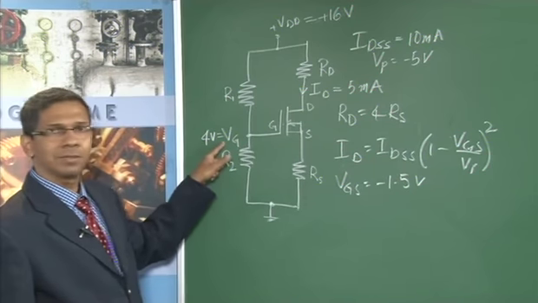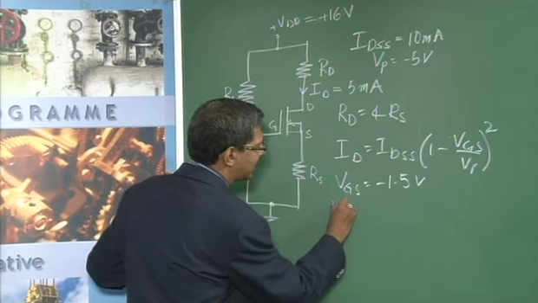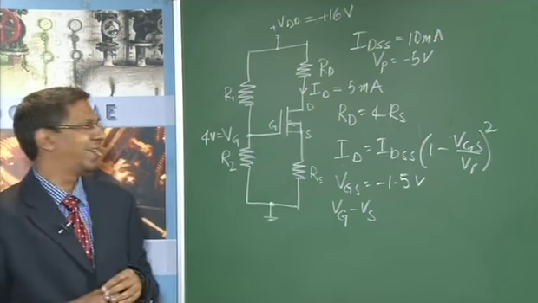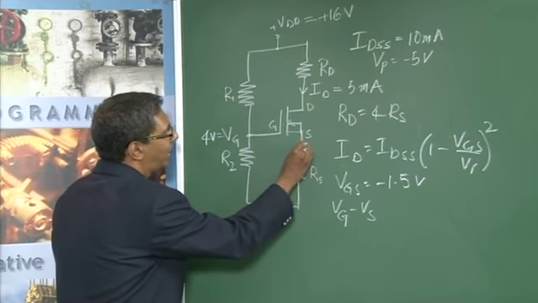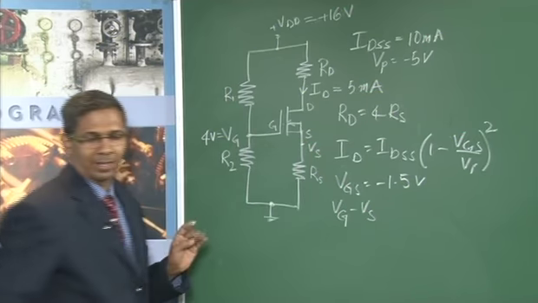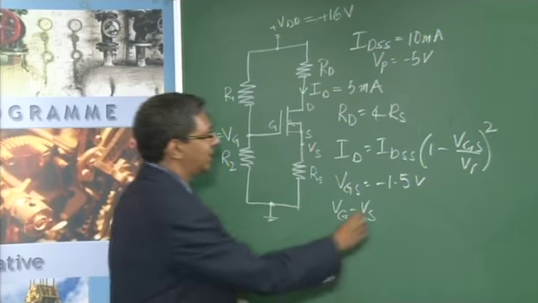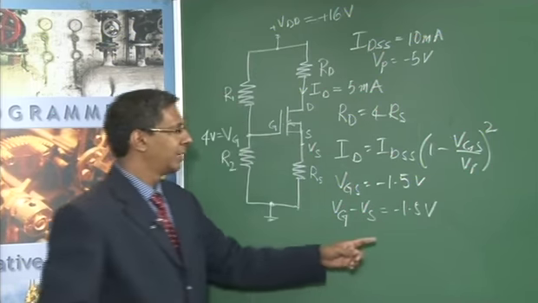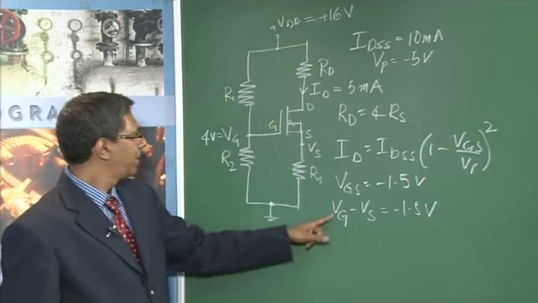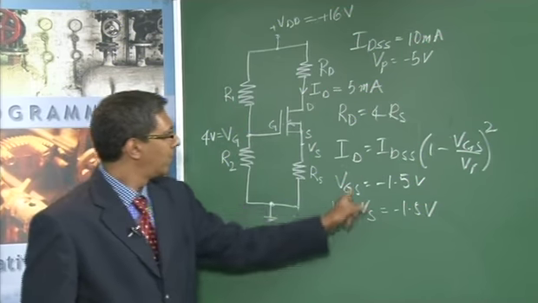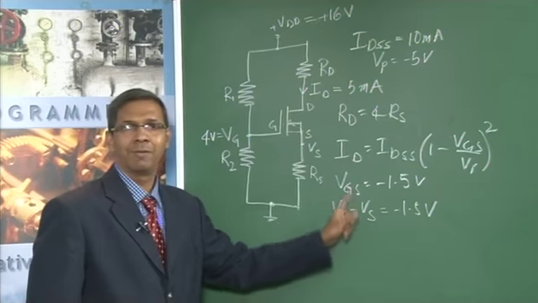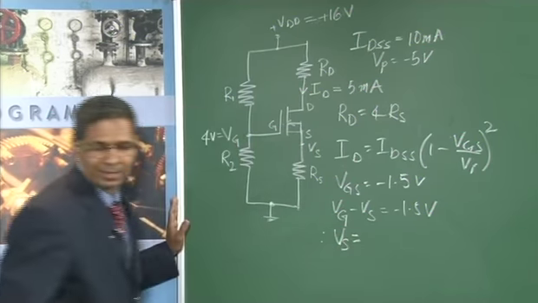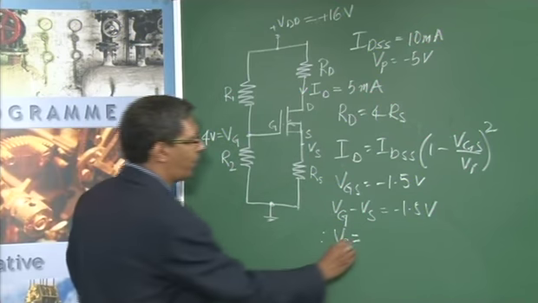Now, what does VGS mean? VGS is nothing but, as nodal analysis says, VG minus VS. VS means the voltage at this point. So VG minus VS is minus 1.5 volts, already given. Now, what is the other unknown we don't know here? We already know VG, we know VGS, find out VS. So we can find VS and this happens to be 5.5 volts.